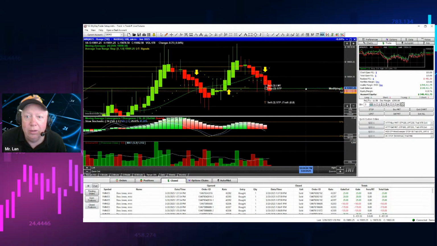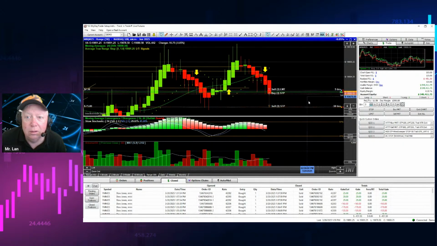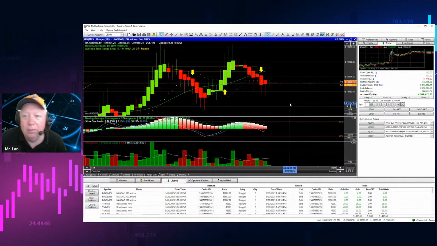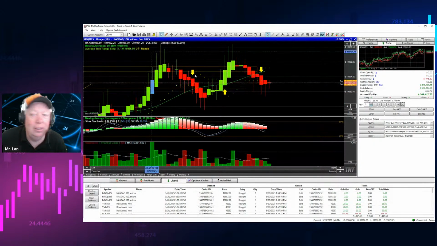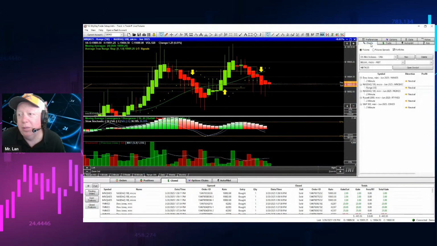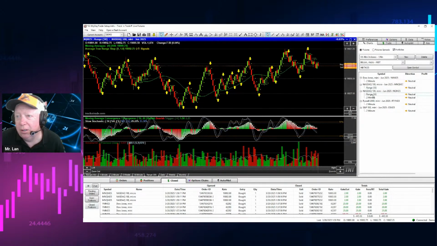Oh, now it's decided to move. Moving the wrong way. There we go. That's what we wanted. Whoa, we're on the micro. We only made $2 a piece. Can't do this on the micro. We got to go to the NASDAQ 50 on the mini.